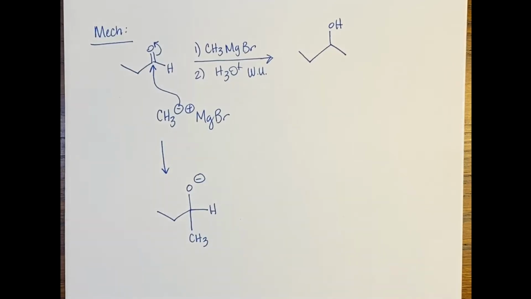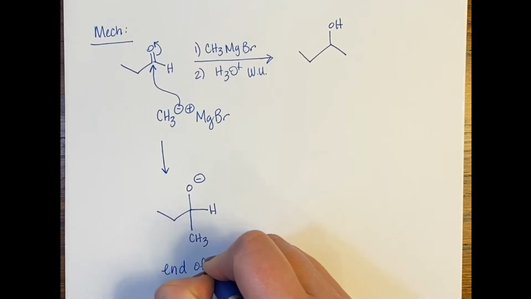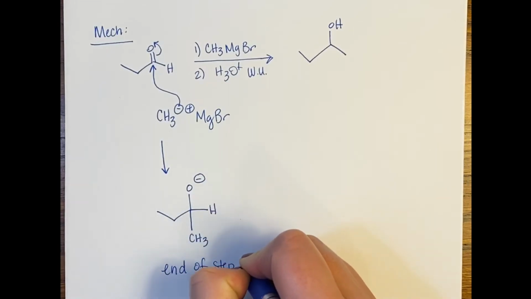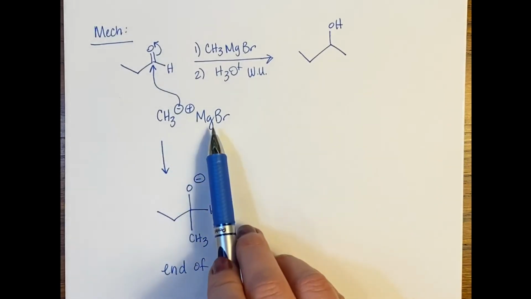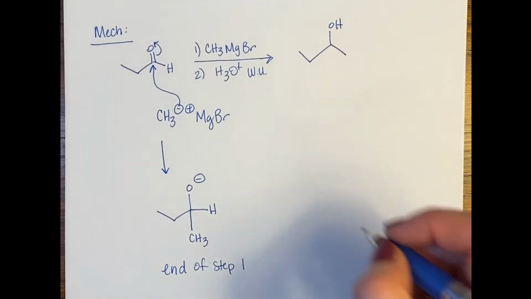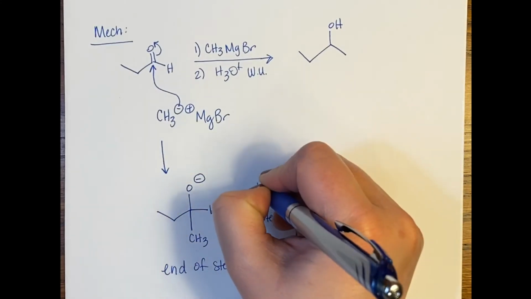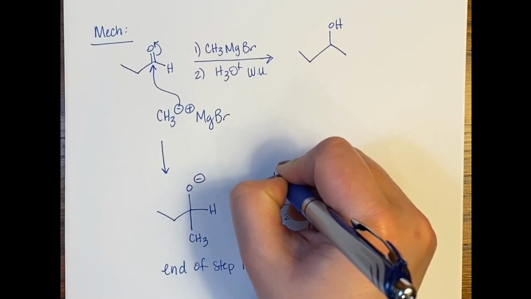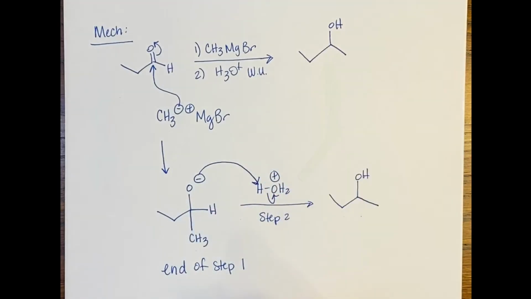So this intermediate is stuck. And so this is stuck until I bring in my acid workup. So this is what I have at the end of step 1 in my reaction. This will sit around in my reaction. I'll have a magnesium bromide counterion here for this oxygen, but this will be present in my reaction until I introduce that acid workup. So only in step 2, when I introduce that acid workup, will this now pick up a proton and give me my final product, which is the alcohol.